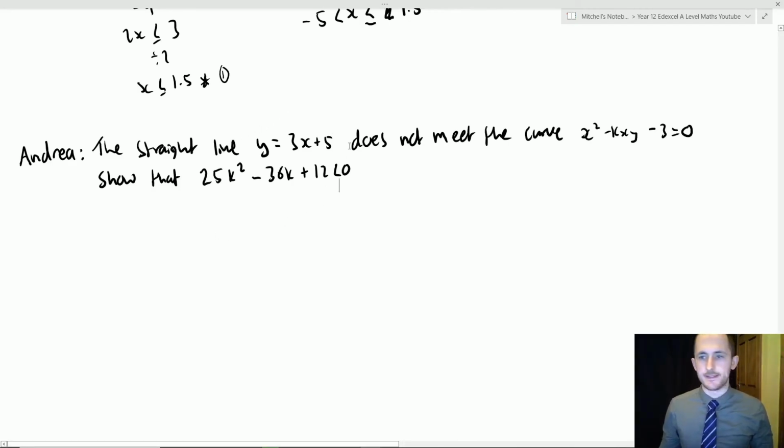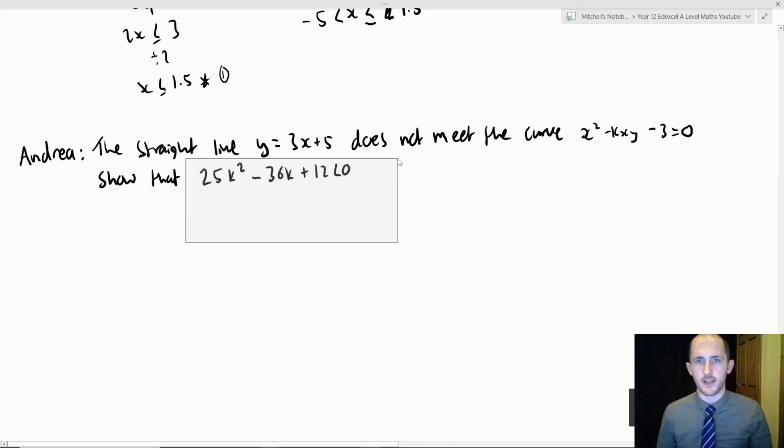This is a really good question because it comes up a fair bit in exams, and it brings together a few different topics. But keep in mind, there normally is a part B where you have to work out what k is. They'll normally say something like k is a positive constant, or k is not negative, or k is greater than 0. In this case, we haven't got that part of the question, unless Andrea has it. But we're going to do the first part, which is the difficult bit. So, the straight line y equals 3x plus 5 does not meet the curve here.